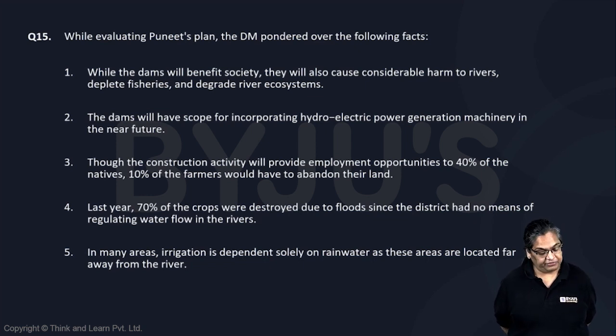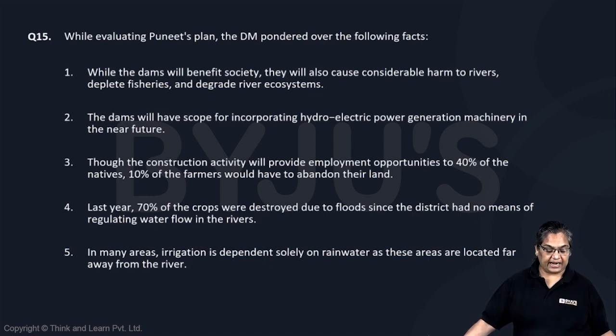While the dam will benefit society, it will also cause considerable harm to rivers, deplete fisheries, and degrade river ecosystems. Yes, dams are useful. At the same time, they have caused their share of ecological damage. So the DM will think of the pros and cons of having the dam. First point: the dam will have scope for incorporating hydroelectric power generation machinery in the near future. One of the main purposes of dams is so that hydroelectric projects can take off. So that's an advantage of having two dams there.